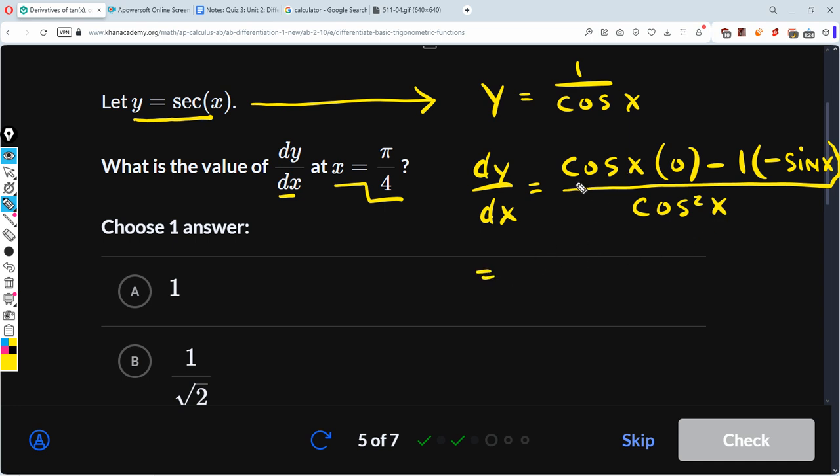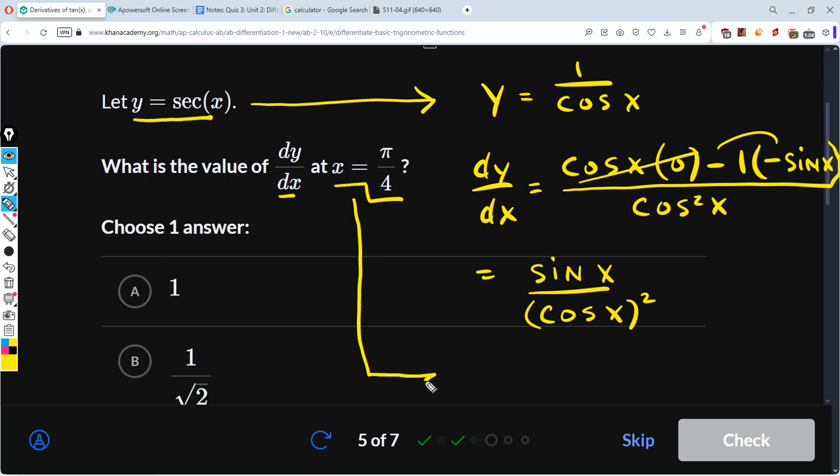All right, cosine of x times 0 is just 0. Negative 1 times negative sine is positive sine of x. And that's over the cosine squared of x. You can also write that as cosine of x and that entire quantity squared. Now we're going to evaluate this at pi over 4. So just plug in pi over 4 wherever you see an x.